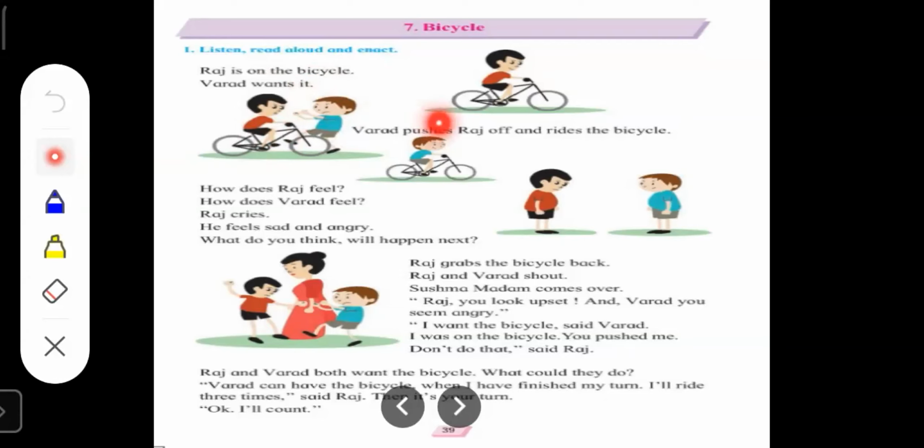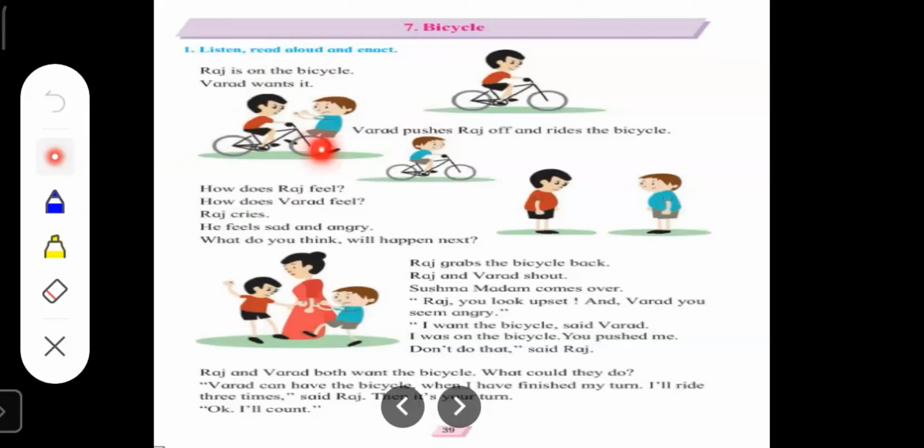Bharat pushes Raj off and rides the bicycle. So children, what we see here, Bharat also wants to ride the bicycle at the same time. But he did not request Raj, but he pushes Raj. You can see in this picture, Bharat is pushing Raj. So this is the wrong way of asking something, children, isn't it?